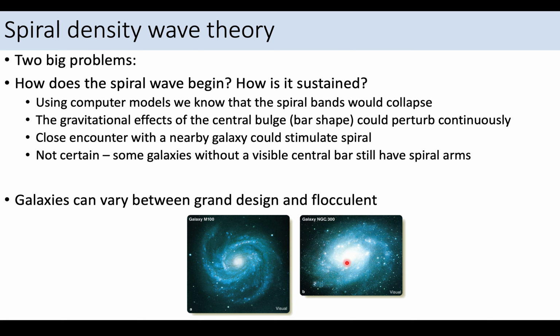Or flocculent, which actually means woolly or fuzzy. This is where you can't clearly see the two arms. So here it's really more of a mess. There aren't two clear defined arms. The Milky Way is somewhere in between. If you remember, the Milky Way has a couple of spurs and detachments, but it's not quite as woolly or messy or fuzzy as this galaxy here.